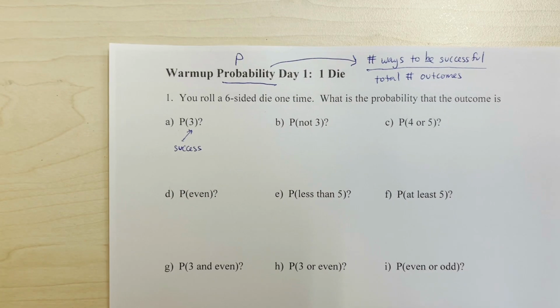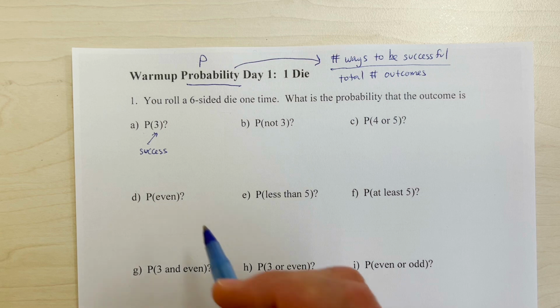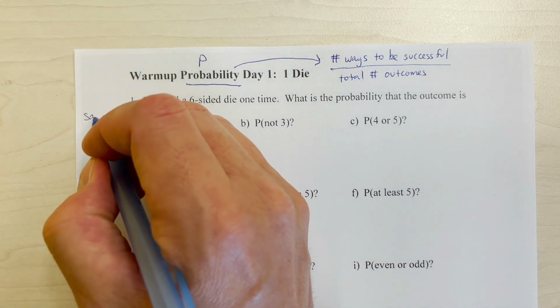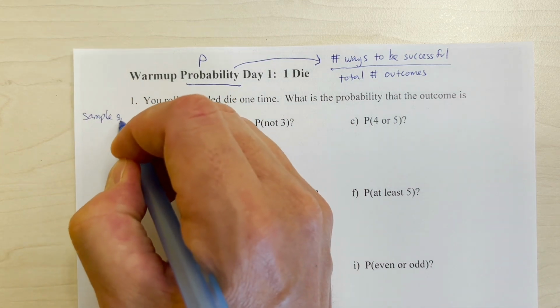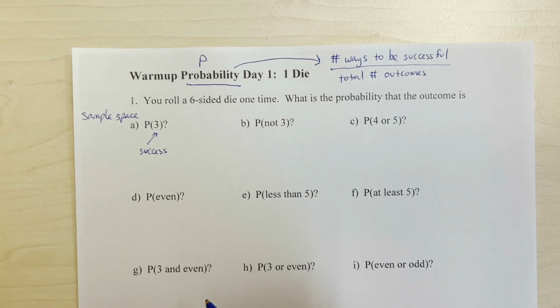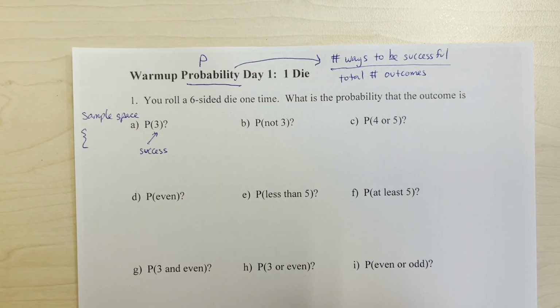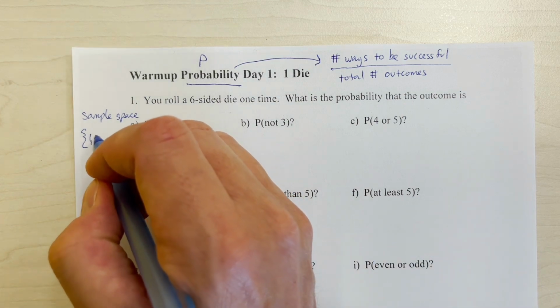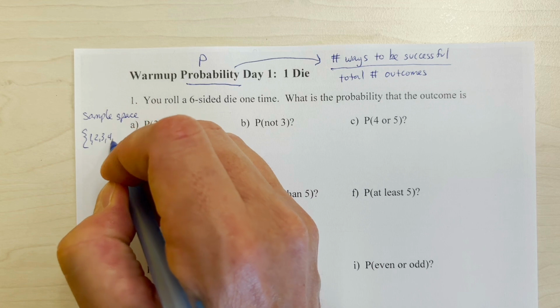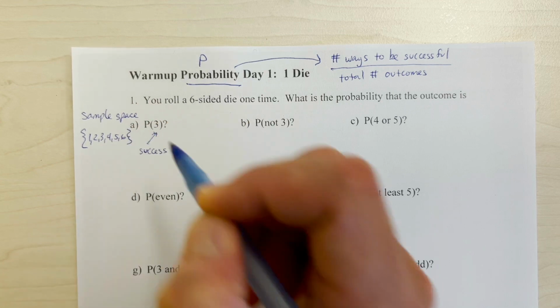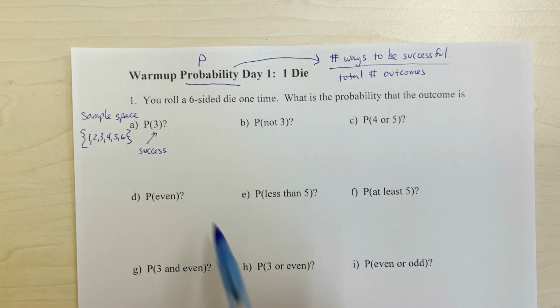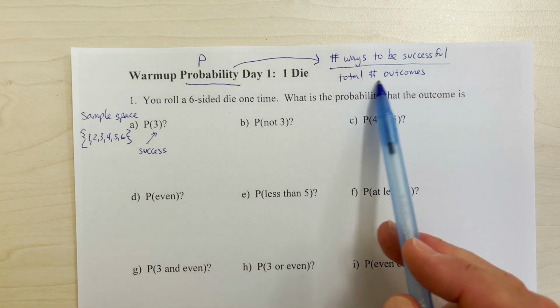So the success in this case would be that we get the number 3. One way to think about this, we'll start by visualizing, is we'll look at what's called the sample space. The idea is, what are the total outcomes that we can have? If you roll a die that has 6 sides, you could get a 1, a 2, a 3, a 4, a 5, or a 6. So there are 6 possible outcomes. So the total number of outcomes is going to be 6.